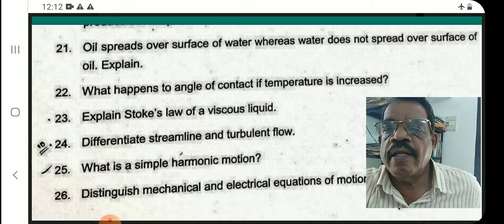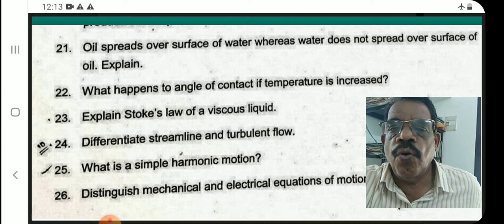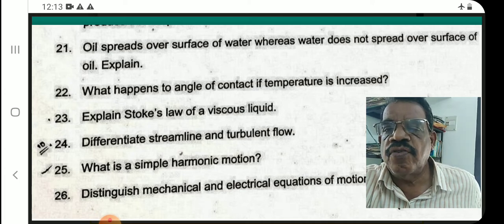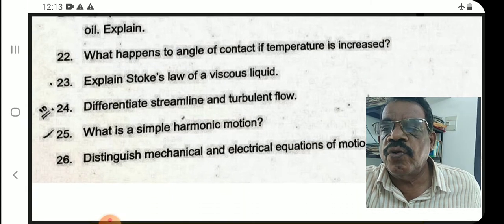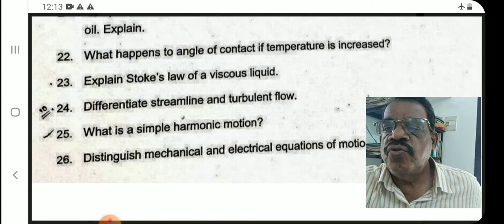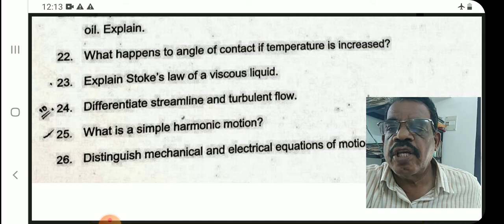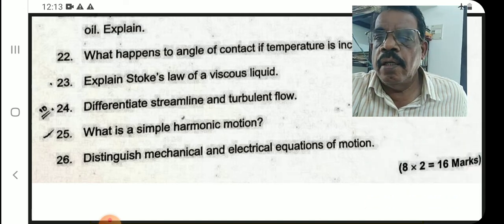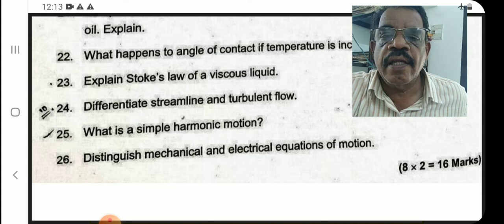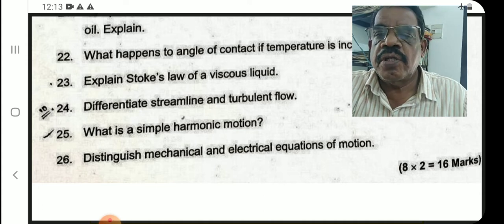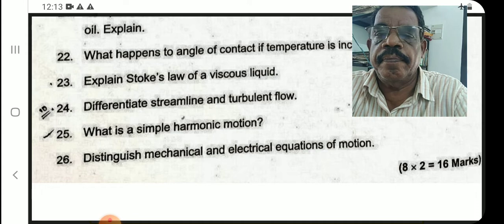Number 23, explain Stokes law of a viscous liquid. Number 24, differentiate streamline flow and turbulent flow. Number 25, what is simple harmonic motion? Number 26, distinguish between mechanical and electrical equations of motion.